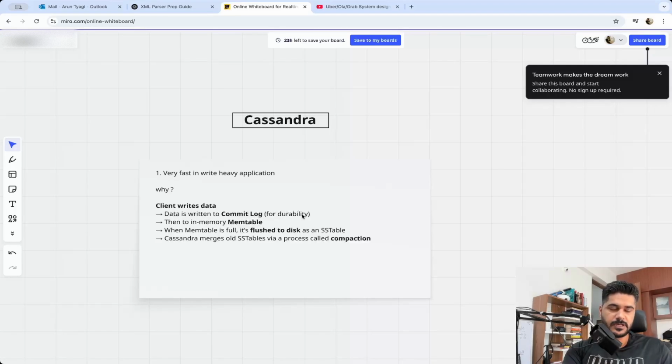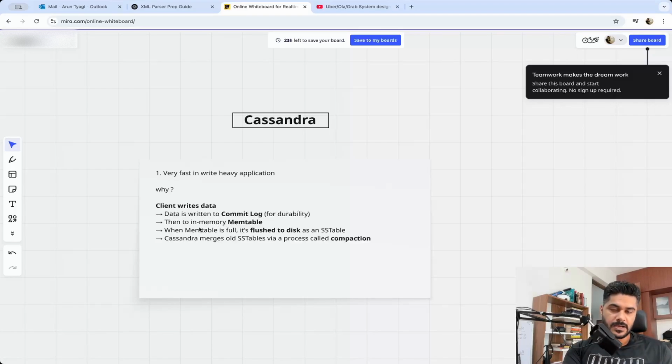Simply for durability. By that we mean, let's suppose your disk dies or the in-memory data structure dies, you will be able to rebuild it. That is what we do even in our applications, right? We think of, if something behind this particular application dies, how we will recover from it. So that's the first thing happening.